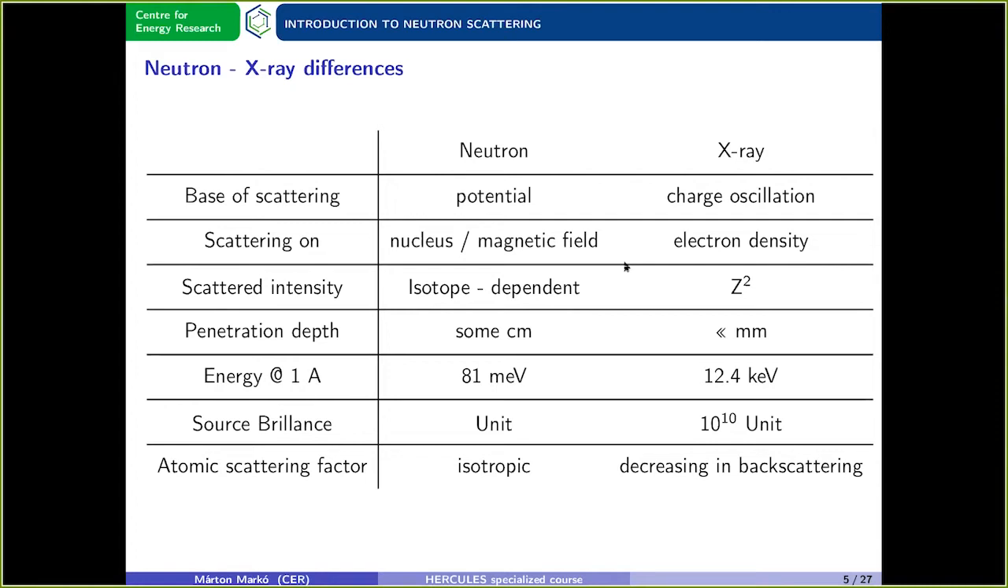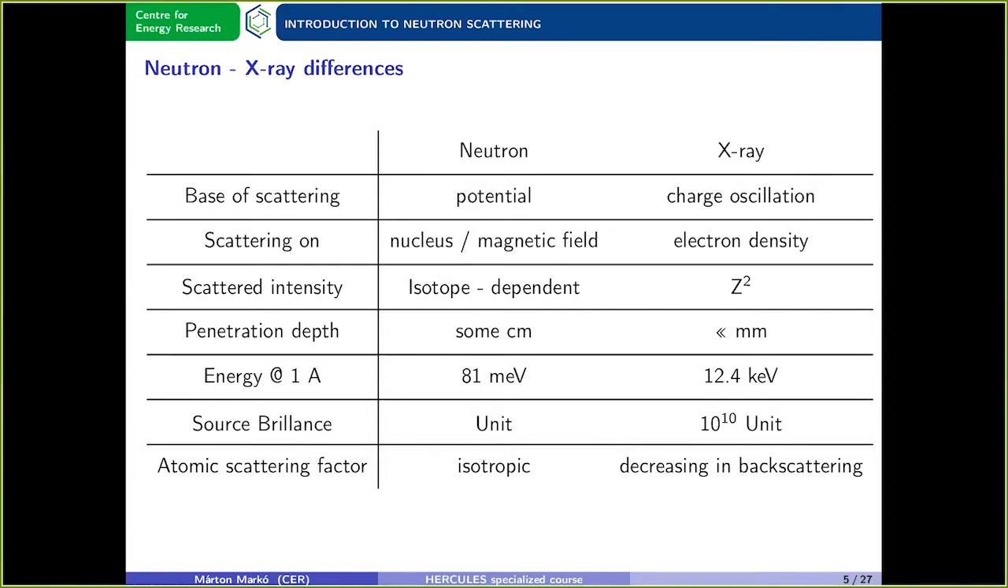So the scattering with neutrons is on the nuclei, and X-ray is scattering on the electron density. And the scattered intensity is isotope dependent for neutrons. So we can see small elements as well, and we can see the different isotopes, while X-ray scattering intensity goes with the Z squared. The penetration depth for neutrons is some centimeters in the material, while for X-ray it is much lower than a millimeter.